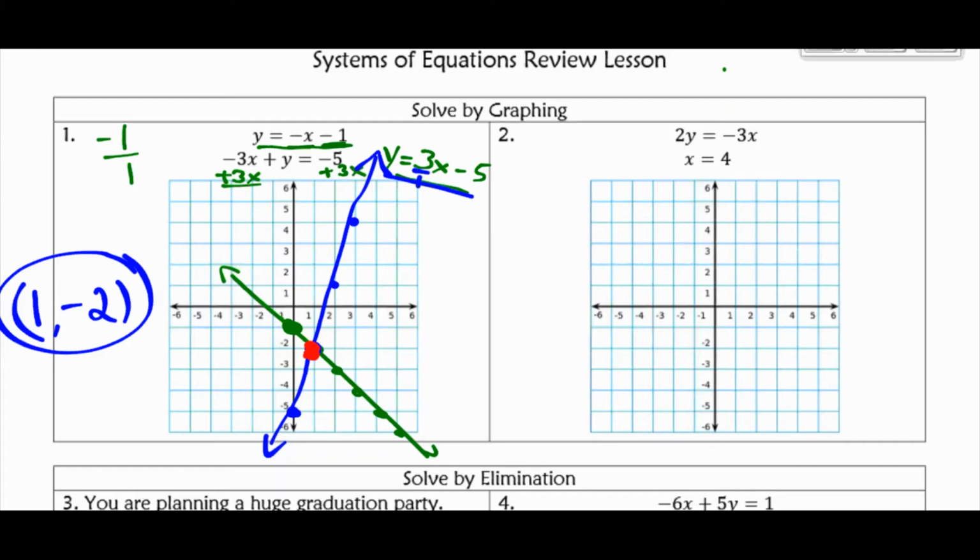On the second one, I still want to solve these by graphing, so I need to get y by itself in the first one. I have to get rid of this multiplying by 2, so I'm going to divide by 2 and divide by 2. Y equals negative 3 over 2 times x. That has a slope of negative 3 over 2, and no apparent y-intercept, so the y-intercept is actually 0. That means it's starting at the origin. From there, I'm going to count out my rise and run, a rise of negative 3 and a run of 2. Down 3, over 2. Down 3, over 2.